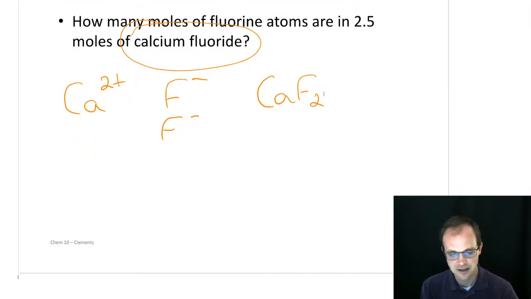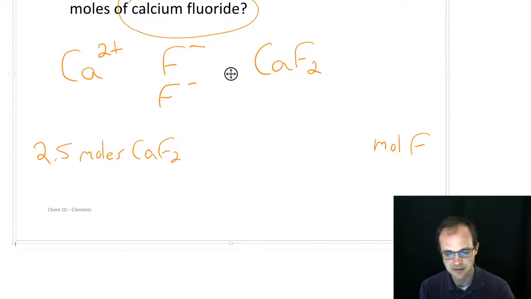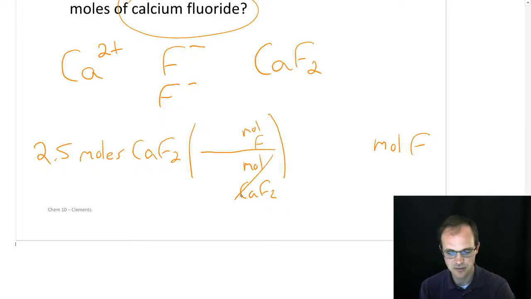So 2.5 moles of calcium fluoride. And what are we looking for? We're looking at moles of fluorine atoms. That's what we're looking for. And so we put that into a conversion factor. What goes on the top? Right, on the top goes moles of fluorine. On the bottom, moles of calcium fluoride, because one on top, one on the bottom is how we cancel things. Now, how many moles of fluorine are in 1 mole of calcium fluoride?